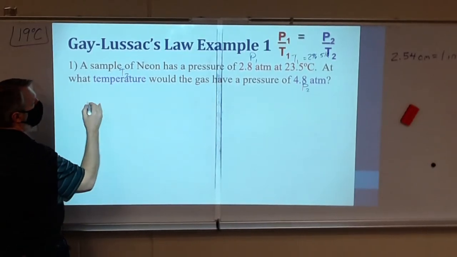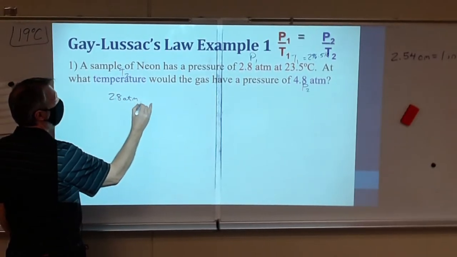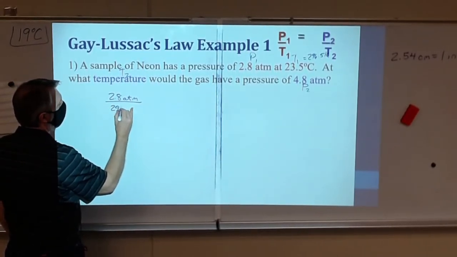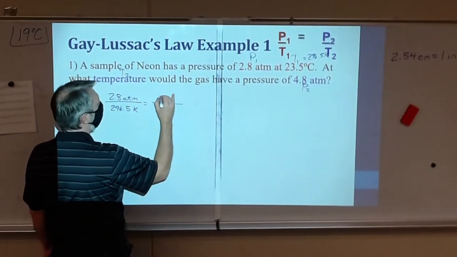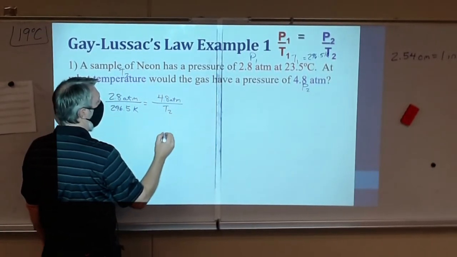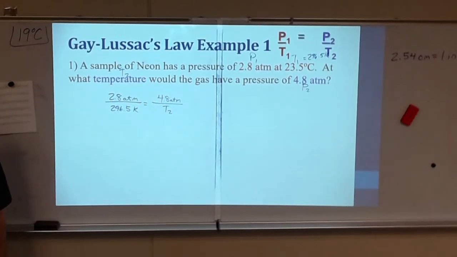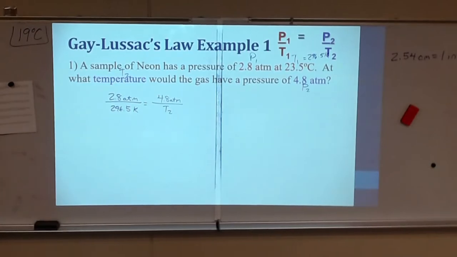Let's plug our variables in. Remember, this is what I want to see on your homework. 2.8 ATM with units, yes. 296.5 Kelvin. Okay. 4.8 ATM. And T2. All right. First of all, I did roughly what with the ATM? Almost doubled it. So that means that my temperature is going to need to be almost double. Let's test that theory.